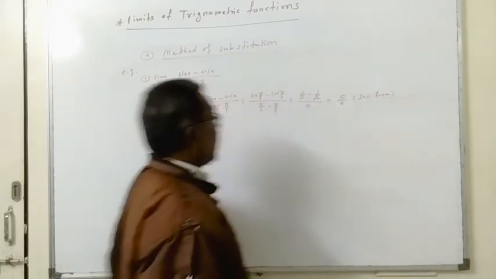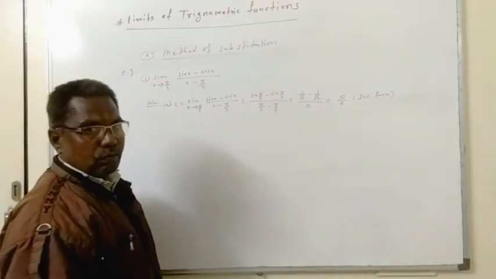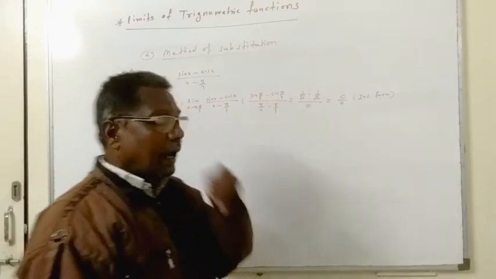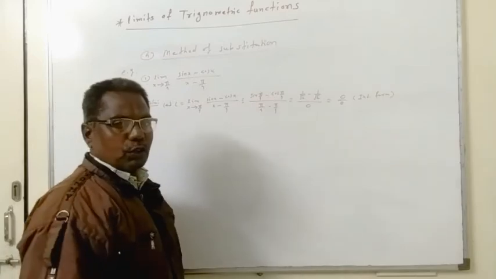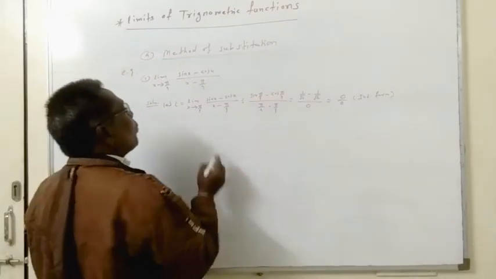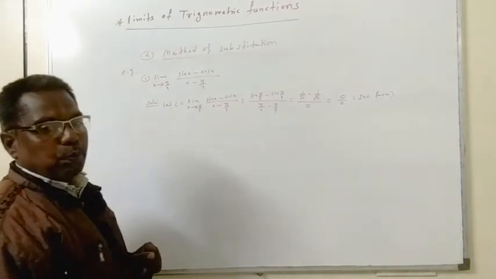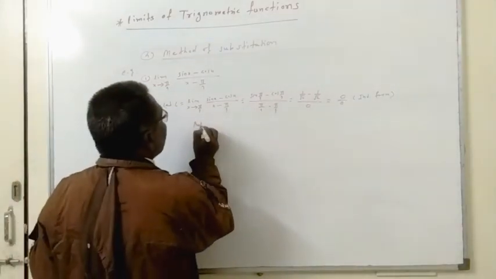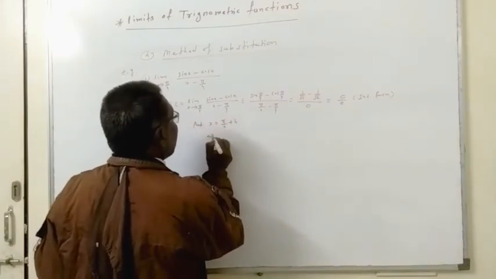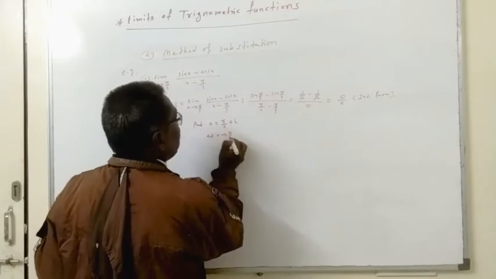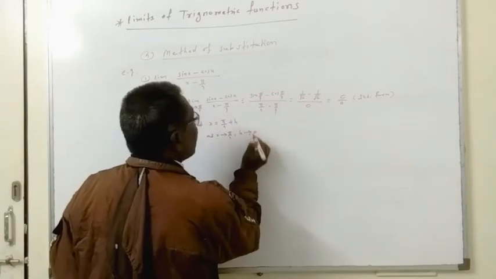So the direct method failed. Now here, as the direct method failed, you think whether the method of trigonometry identity and factorization is applicable. Now here, there are no square terms, so that method is not applicable. So we go to the method of substitution. Now here, as x tends to pi by 4, we put x equal to pi by 4 plus h. As x tends to pi by 4, meaning of that, when x is equal to pi by 4, h is equal to 0, so h tends to 0.